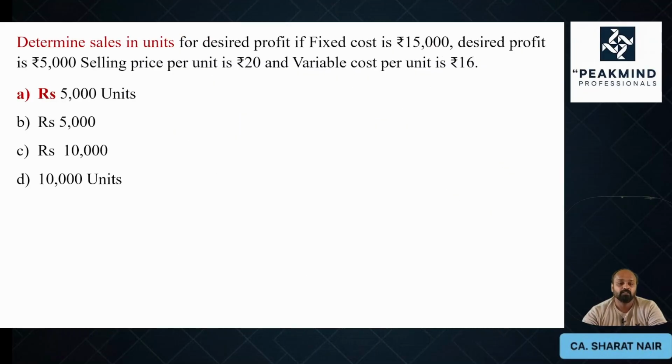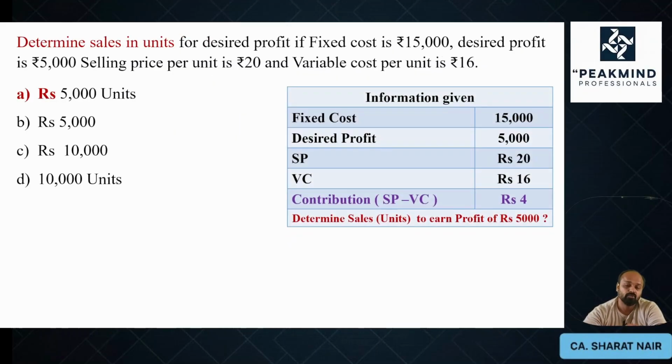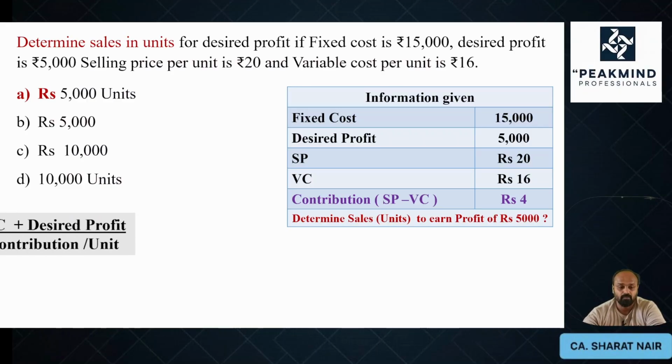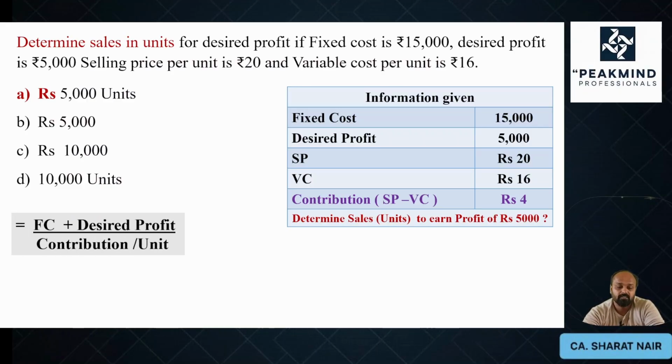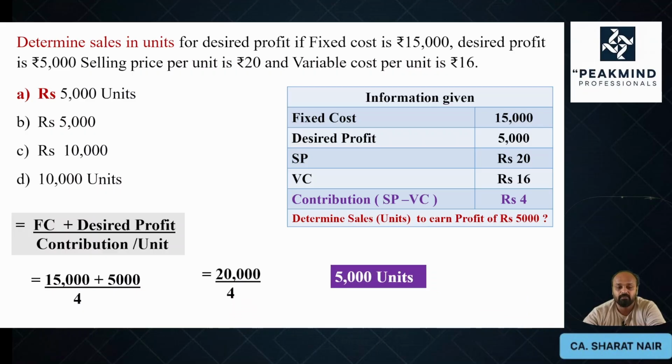Next MCQ, they are asking us to find out the sales in units. For that, they have given us the information: fixed cost 15,000, desired profit is 5,000, selling price is 20 per unit, variable cost is 16 per unit. So I can calculate my contribution, which is 20 minus 16, which is 4. They are asking us to find out the sales in units to earn a desired profit of 5,000. Now let's see the formula. We will be applying fixed cost plus desired profit divided by contribution per unit, which is 15,000 plus 5,000 divided by 4. So simplifying it, 20,000 by 4, the answer will be 5,000 units.